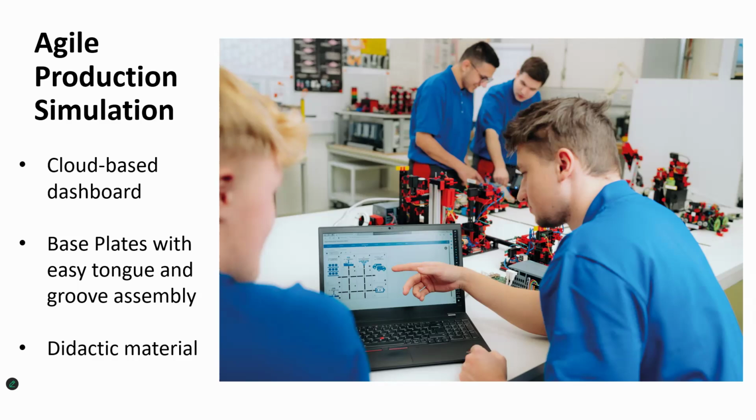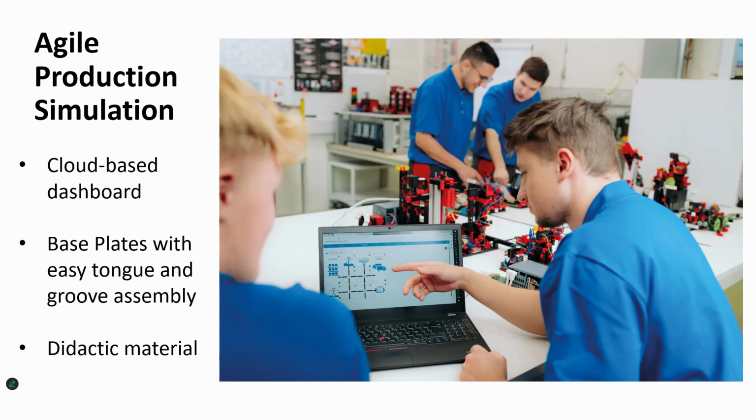Additionally, like the most recent versions of the Fischertechnik Training Factory discussed in our other webinar, the APS model has a cloud-based dashboard which can be used for order control and monitoring of the factory status, as well as for determining key figures. The factory itself can be broken down into sections which utilize an easy put-together tongue and groove assembly like giant puzzle pieces.